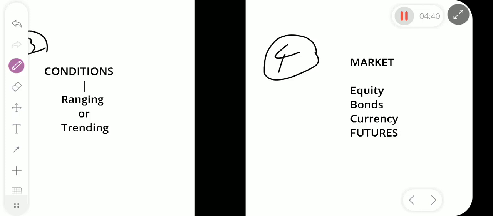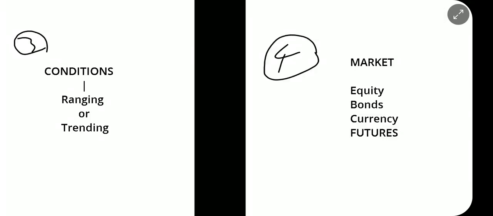Our fourth step is choosing the market that we're going to trade in. This is more like securities. We have equity, bonds, currency, and futures. Let's say we are going to trade currency. And once we choose currency, we have to choose our pair that we're going to trade.